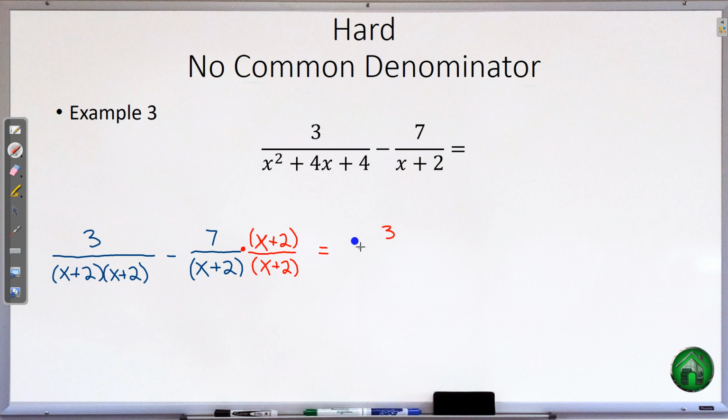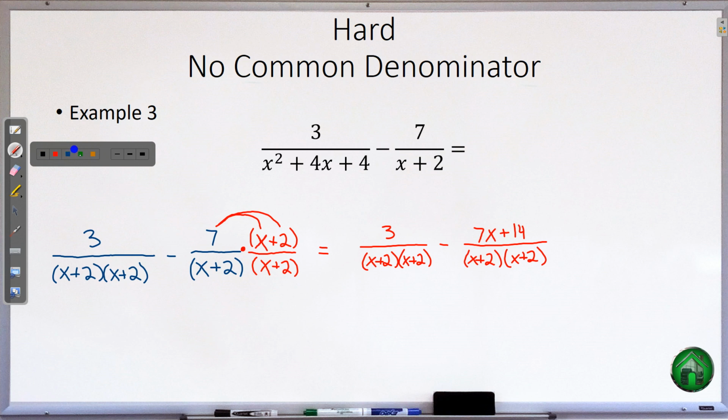So the first one is not changing. So I've got 3 over x plus 2, x plus 2, minus, now the bottom is the same, so we have common denominators, x plus 2, x plus 2. The top, however, is now going to look different. So I'm going to take this 7 and distribute it. So we've got 7x plus 14.